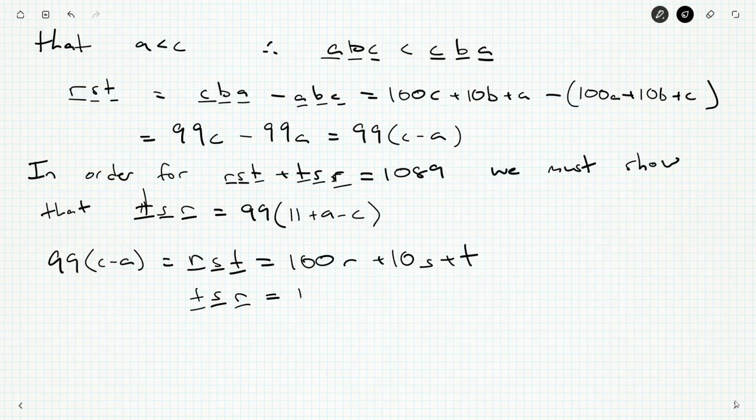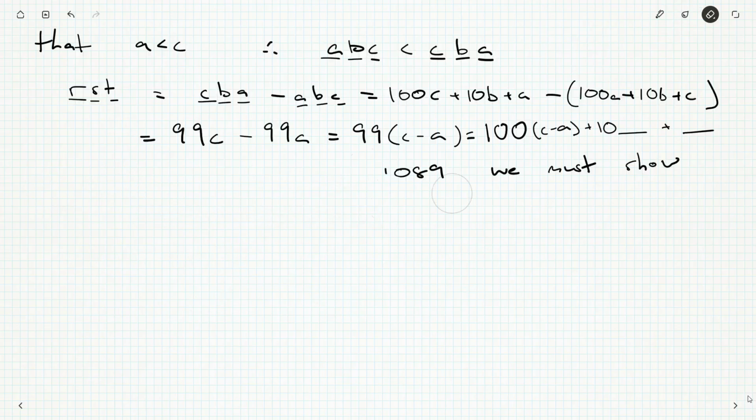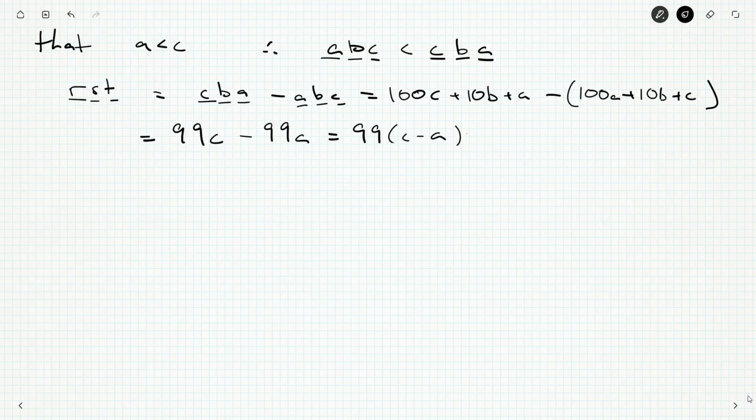TSR is going to be 100T plus 10S plus R. And so we get numbers that I'm not happy with: RS and T, TS and R. Well, can I write this, if I can get unique digits that make this work? So this is 100(C minus A) plus 10 something plus something. Right? So let's get rid of everything we've done, because I'm not seeing any of those methods going somewhere. So this is 99(C minus A).